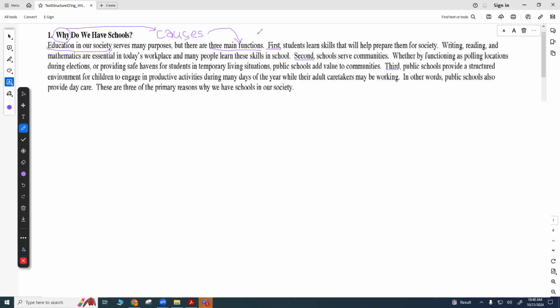Whether by functioning as polling locations during elections or providing safe havens for students in temporary living situations, schools add value to community. Third, public schools provide a structured environment for children to engage in productive activities during many days of the year while their adult caretakers may be working. In other words, public schools also provide daycare. These are three of the primary reasons why we have school in our society.